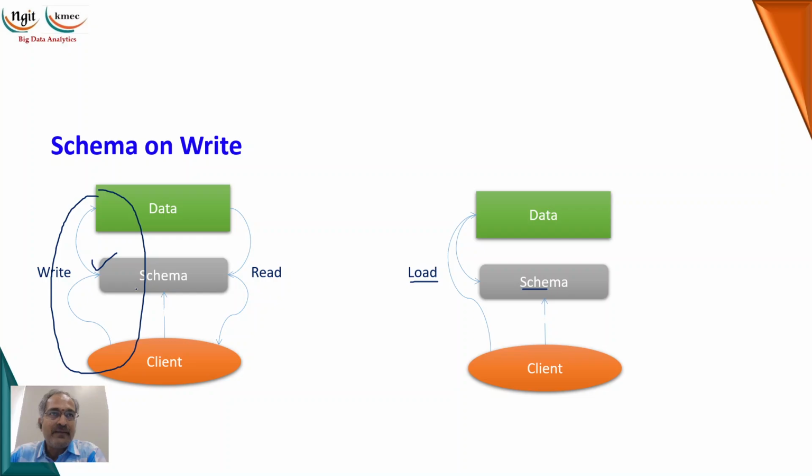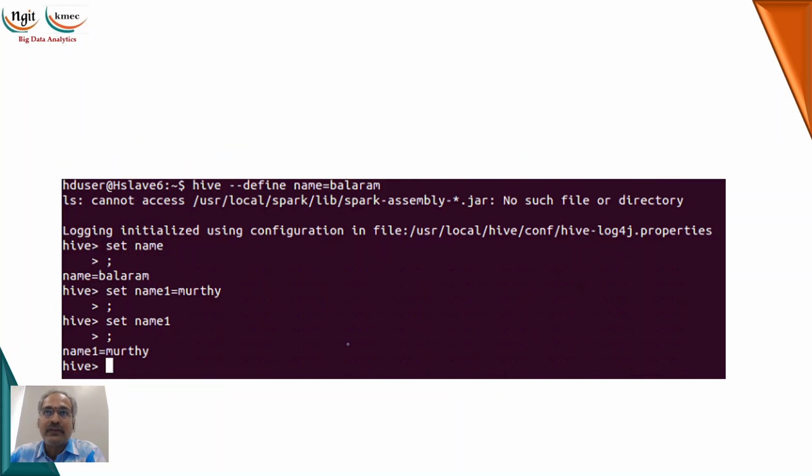But in the traditional databases, first you create the schema and then you write the data. Here, the data is already there, and for the available data we create the schema. And retrieving is the same. Through the schema, the client can read the data by writing a query. So this is schema on write and schema on read. These are the two methods available in database systems.